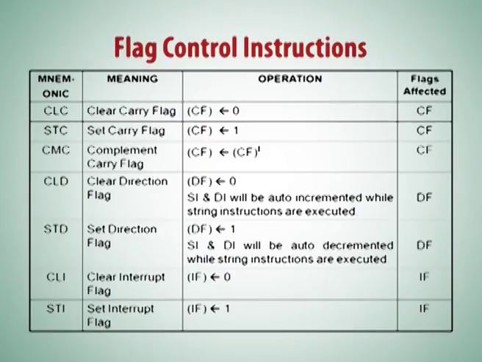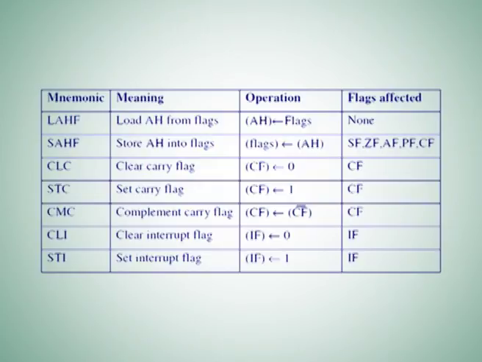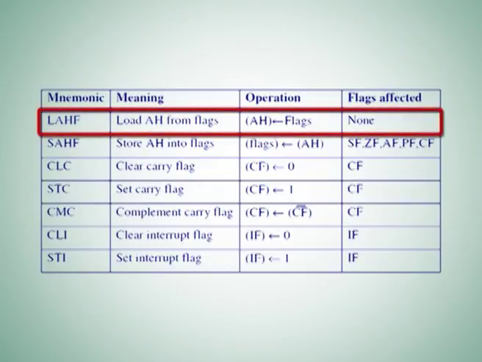The 8086 microprocessor has a group of instructions that directly affect the state of the flags. These instructions are called flag control instructions. Under this group, there is the instruction load AH, that is, load the contents of the register AH from flags. This instruction is abbreviated as LAHF and it loads the AH register from the lower 8 bits of the status register, which is a 16-bit register in the 8088 microprocessor.